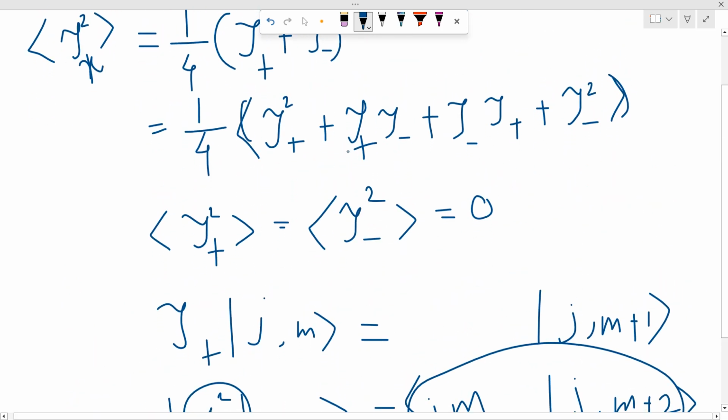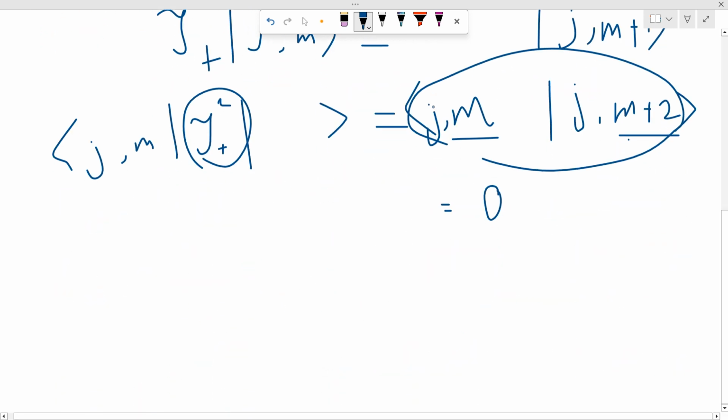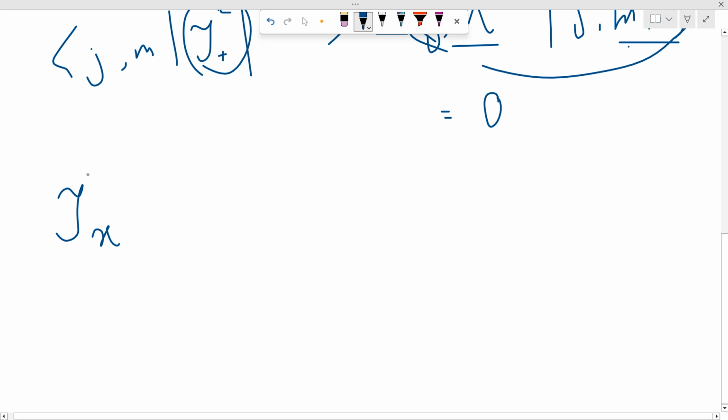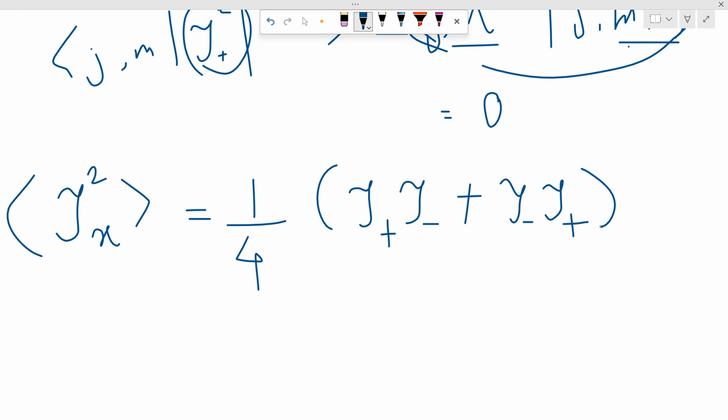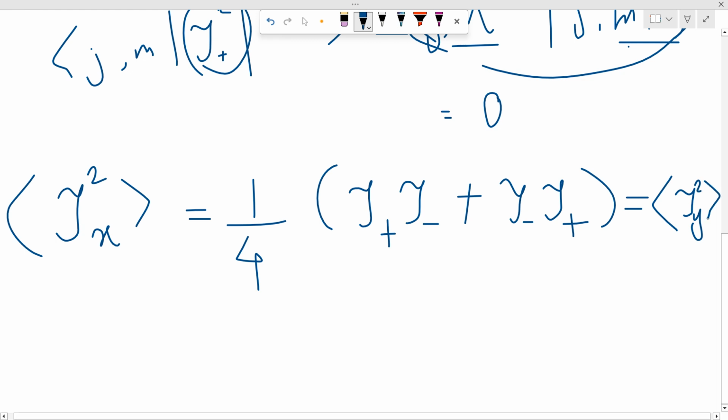Alright. Now what are we left with? This is 0, and this is 0. So we are left with ⟨jx²⟩ = 1/4 ⟨j+j− + j−j+⟩. This is also the same for ⟨jy²⟩ if you calculate.